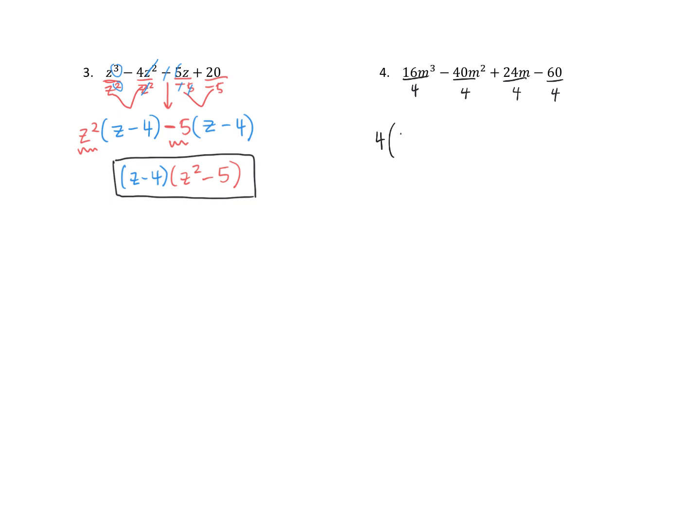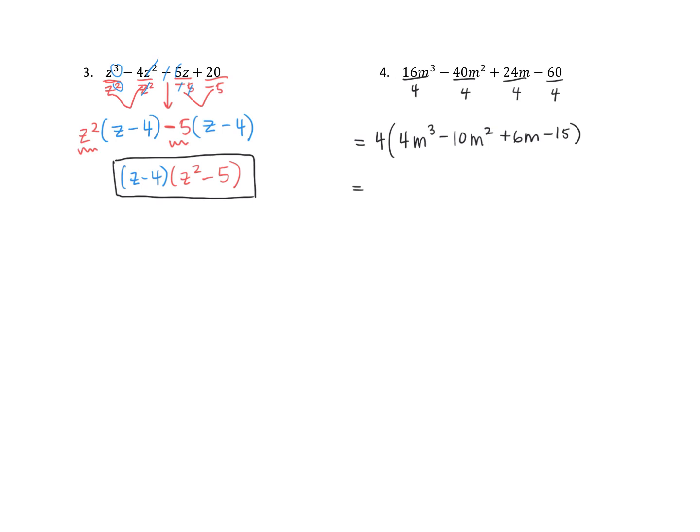So 16 divided by 4 is 4, so that'll give me 4m cubed. Negative 40 divided by 4 is negative 10, so negative 10m squared. 24 divided by 4 is 6, so 6m. And negative 60 divided by 4 is negative 15. All right, so now the next step is looking at what's in parentheses to see if I have another common factor among all 4 terms. And 2 looked good until I got to the 15. 15 is not divisible by 2. And 4 won't work either, so that's it. I did get the greatest common factor of 4 out.